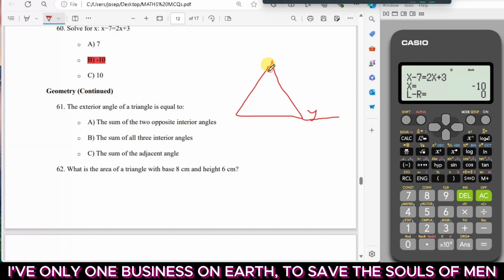The two opposites. So this one is not part. So when you add this and this, you must get one exterior angle. So the correct answer here is A.